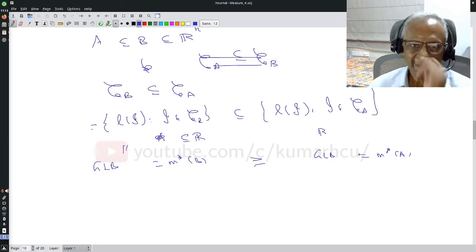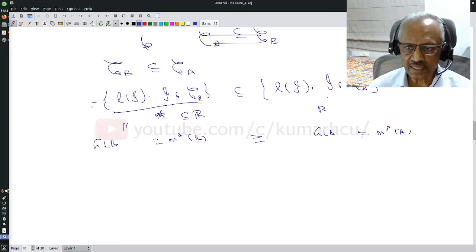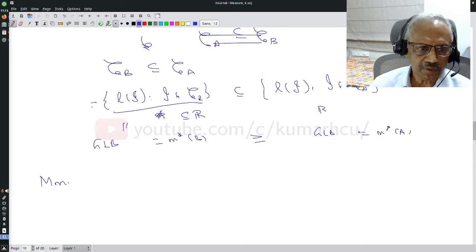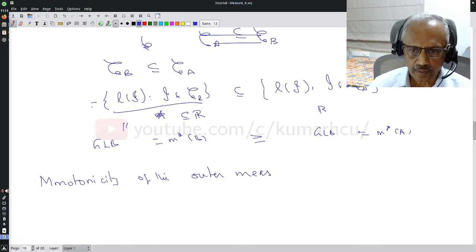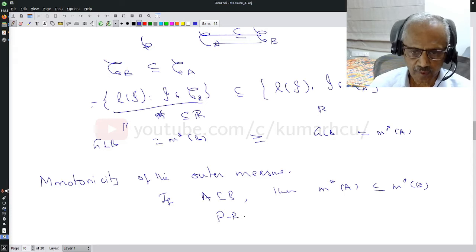Please understand, go slowly. Teachers write notes, and you simply follow without understanding. So, this is a subset of numbers and that is contained in that, therefore this GLB will be greater than or equal to this GLB. But this GLB by definition is M star of B, this GLB is M star of A. Therefore, we prove what is called monotonicity of the outer measure. What is that? If A is a subset of B, then M star of A is less than or equal to M star of B. Pause, review, proceed.